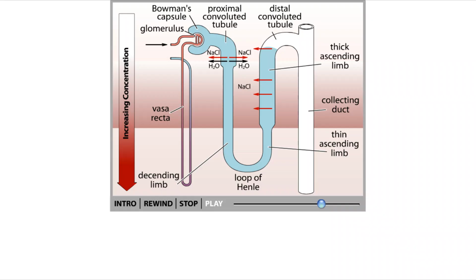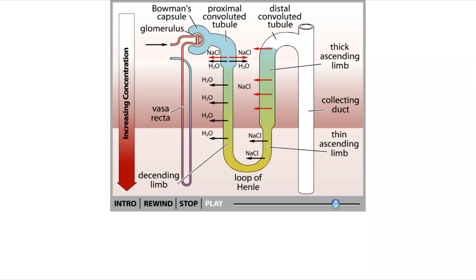The descending limb, in contrast, is permeable to water, but not very permeable to sodium and chloride ions. Since the surrounding fluid has been made more concentrated, water leaves the tubule by osmosis. As a result, the fluid in the descending limb becomes more concentrated as it flows toward the bottom of the medulla. The thin ascending limb is not permeable to water. It is, however, permeable to sodium and chloride ions. Since the tubule fluid is more concentrated than the surrounding tissue, sodium and chloride ions diffuse out. The thick ascending limb continues to move sodium and chloride ions to the medulla by active transport.